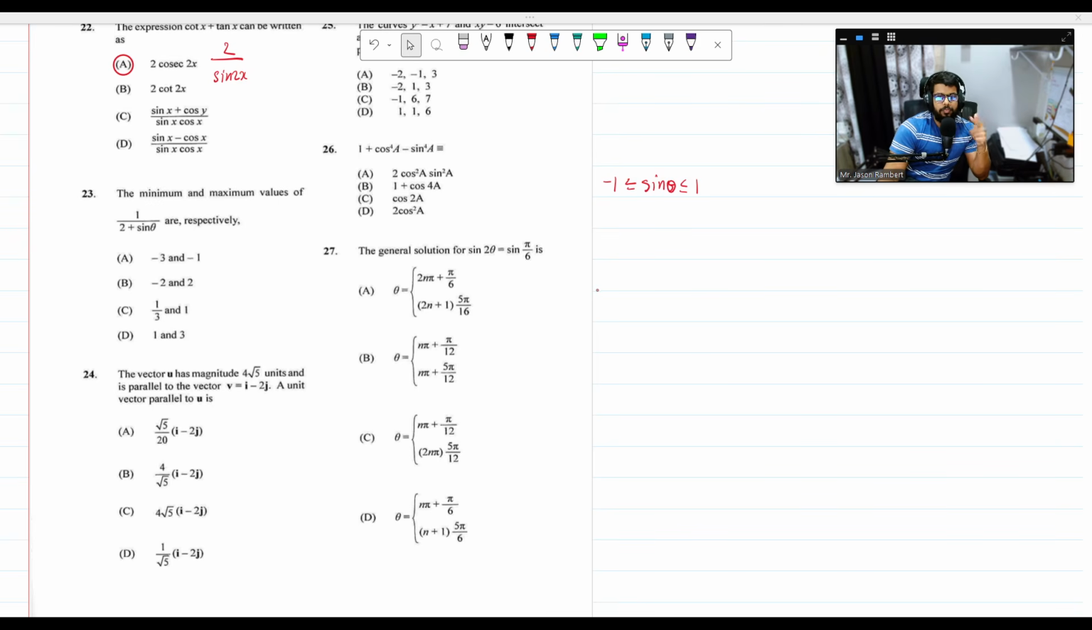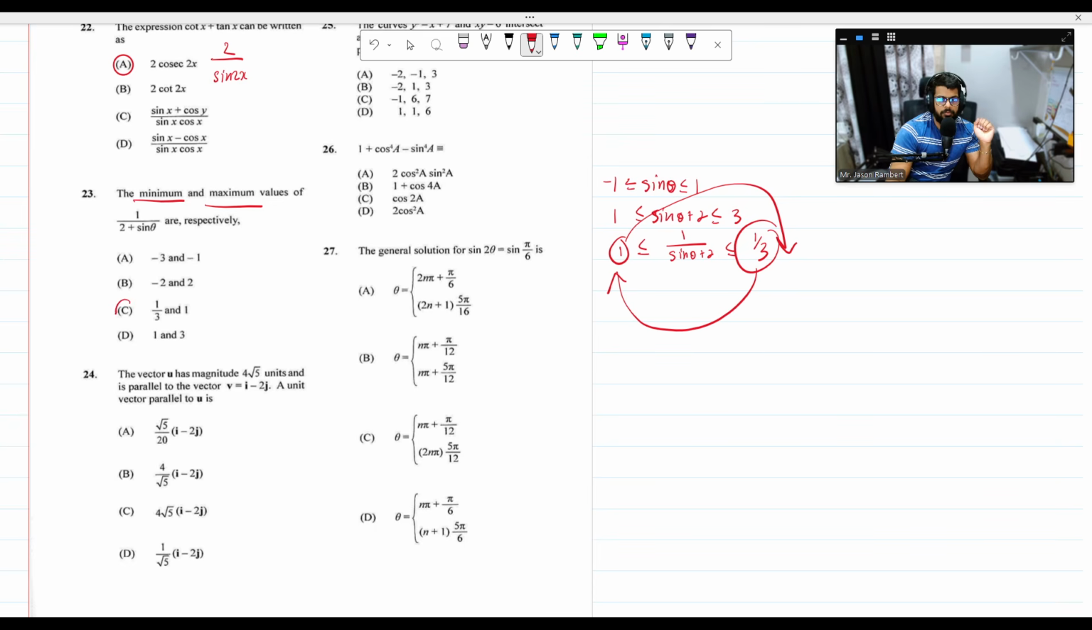So I want to get 2 plus sine theta. So I add in 2 everywhere. Minus 1 plus 2 is going to give me 1, less than or equal to sine theta plus 2, less than or equal to 3. And I flip every single part. So 1 less than or equal to 1 over sine theta plus 2 less than or equal to 1/3. But my smaller number needs to go on this side and my bigger number needs to go on this side. So the smaller number, which is the minimum, is going to be 1/3, and the maximum is going to be 1. So the answer for this is C.